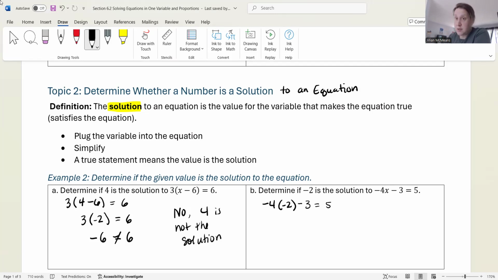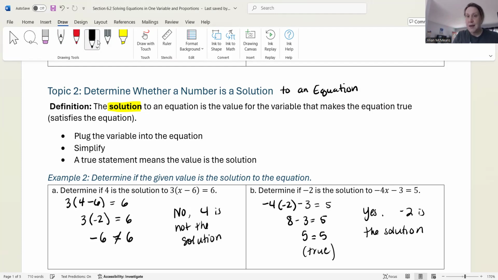So negative 4 times negative 2 would be positive 8. So I get 8 minus 3 equals 5. And then on the left, we still need to take care of 8 minus 3. What is 8 minus 3? Well, 8 minus 3 is 5. So in this case, we have a true statement, okay? 5 really does equal 5. So in this case, we can say that negative 2 is the solution because negative 2 is the value for the variable that made this a true statement. So we would say yes, negative 2 is the solution.